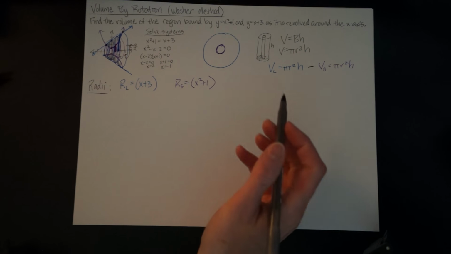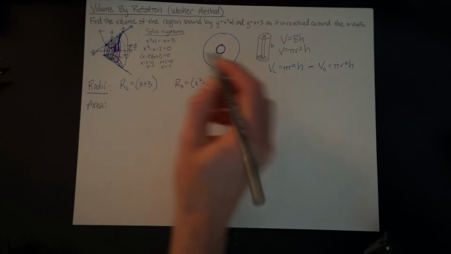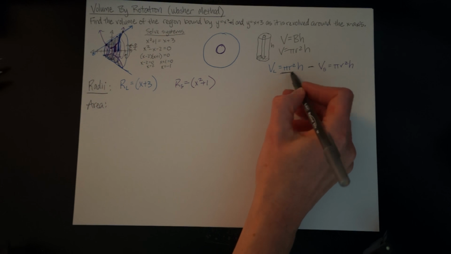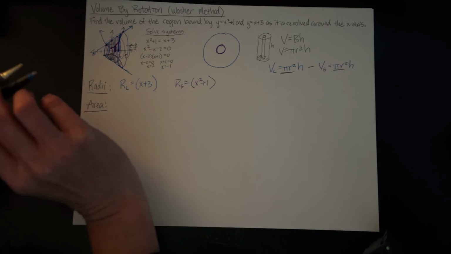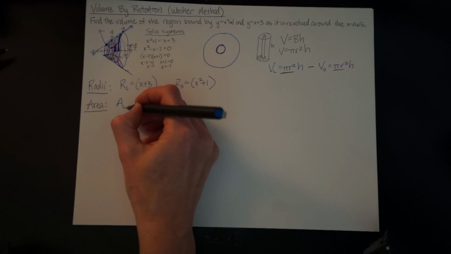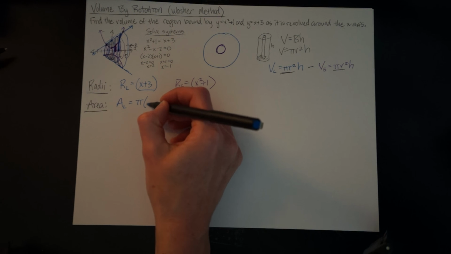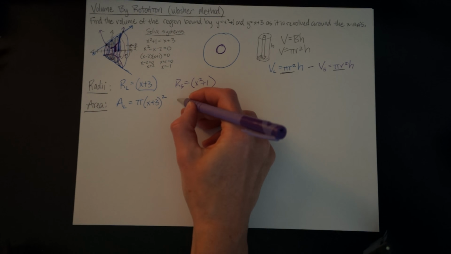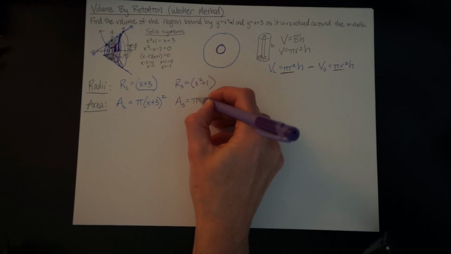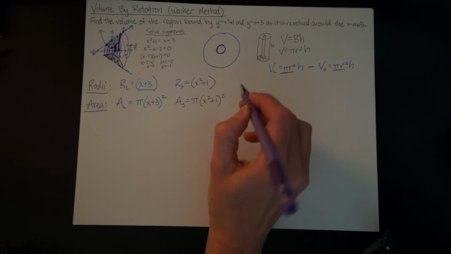So now let's take into account the area, because we're going to use this area formula within there to help us with our problem today. So the area of the larger one is just going to be pi times our radius, which we've identified as x plus 3, quantity squared. Your radius is always squared. The area of the smaller one is going to be pi times that radius, again, that we've identified, quantity squared.